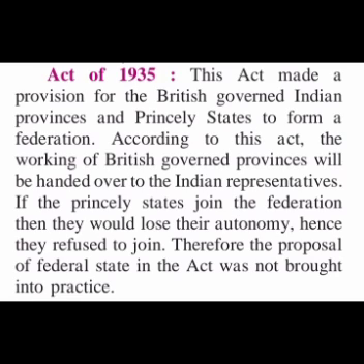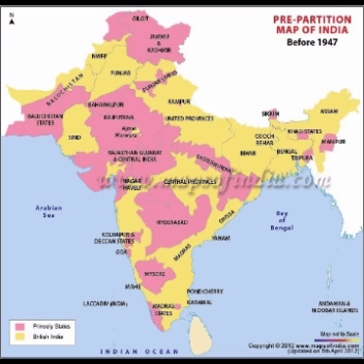So this act means the Act of 1935 made a provision, but for whom? Who has to follow this provision? The Act of 1935 made a provision for the British governed Indian provinces and princely states. Students, see this map. This map is of pre-partition map of India. Pre-partition means before partition of India, means before independence, before 1947. See, pink color provinces were ruled by princely states and yellow color provinces were ruled by British government.